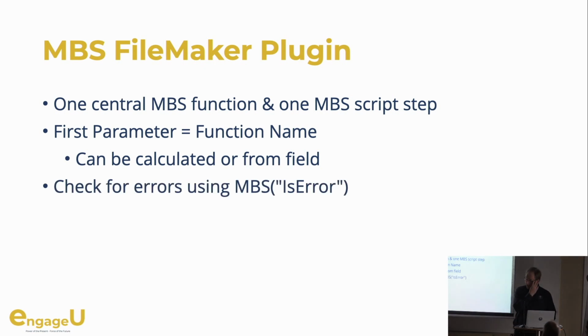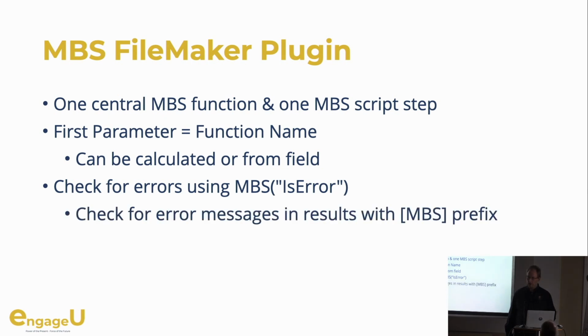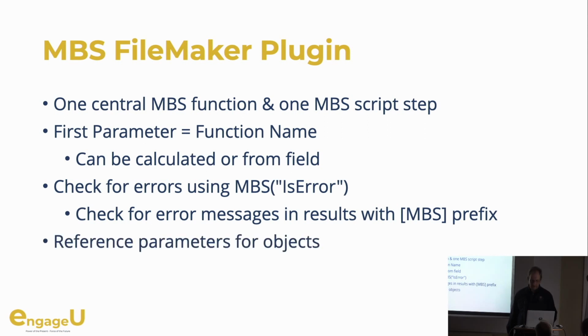Every function may return an error. So we have this isError function to query the error status. And this works well on threads. So on a FileMaker server, every script running has its own error state. So you can run several scripts in parallel and still get to know which script made an error. Also, if you do some logging or you check the results, you can look for the MBS prefix on the error messages.